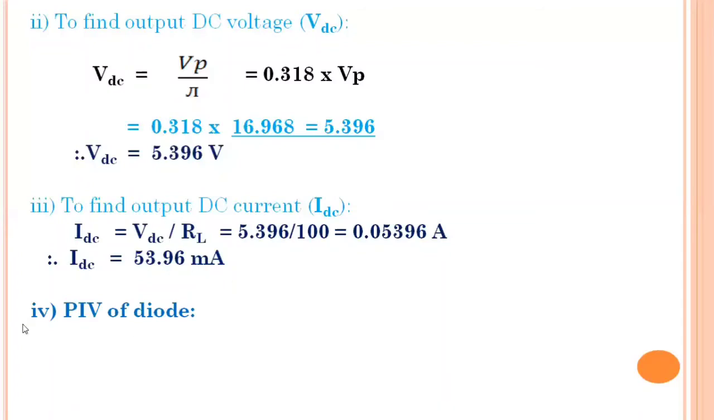Now one more thing, the fourth one: we have been asked to calculate the PIV of each diode.